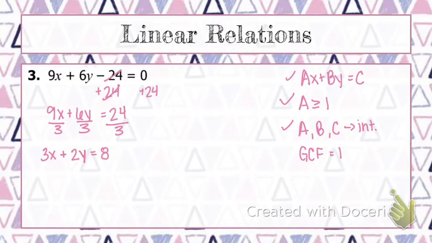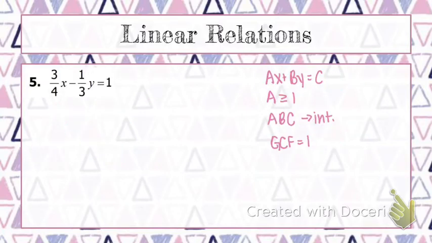And then I always check again for the greatest common factor of 3, 2, and 8, because sometimes if you don't take out the biggest possible option, it can still be reduced after you've done it once. So 2, 3, and 8 do not have any common factors, so we've satisfied this, and 3x plus 2y equals 8 is our answer. So let's look at number 5.